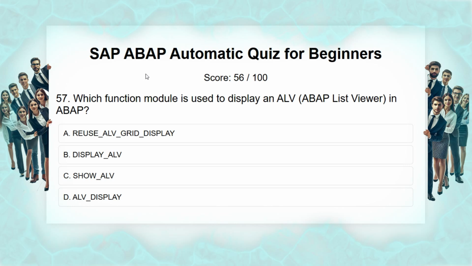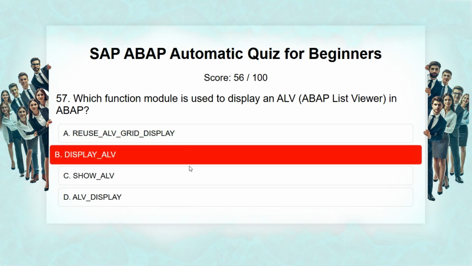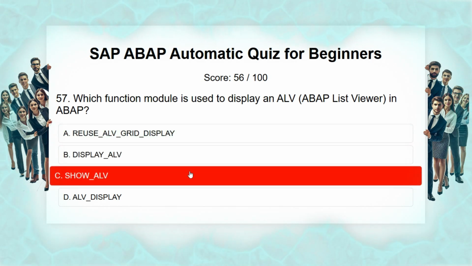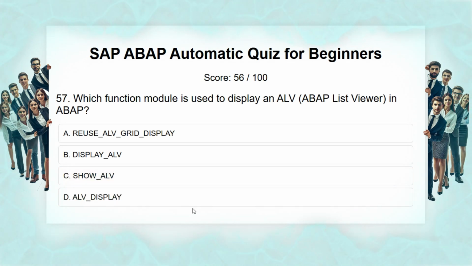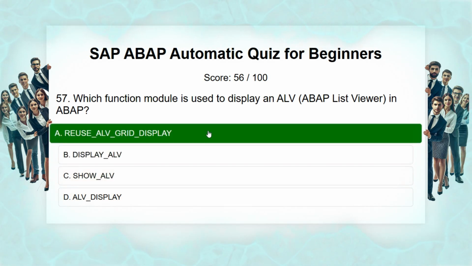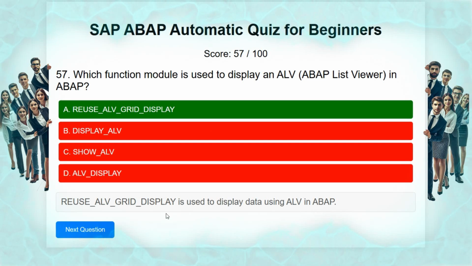57. Which function module is used to display an ALV, ABAP list viewer, in ABAP? A. Reuse underscore ALV underscore grid underscore display. B. Display underscore ALV. C. Show underscore ALV. D. ALV underscore display. Correct answer. Reuse underscore ALV underscore grid underscore display is used to display data using ALV in ABAP.